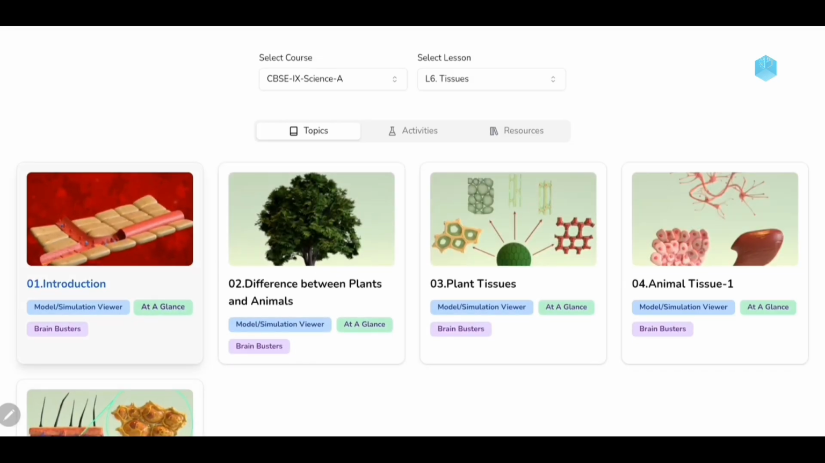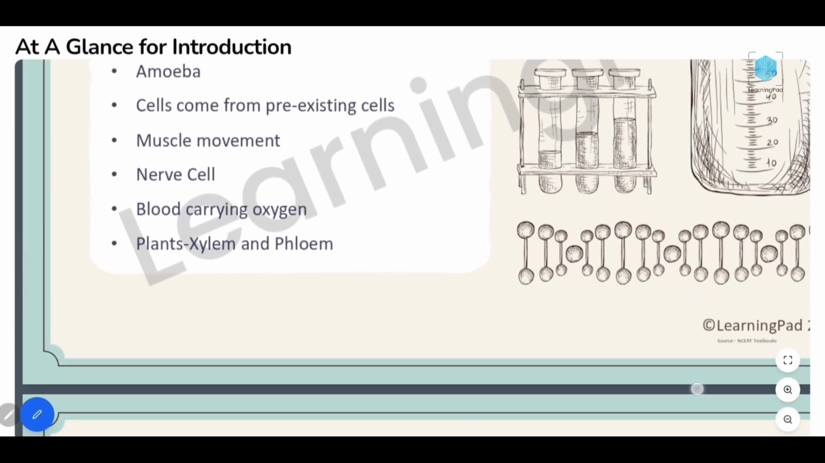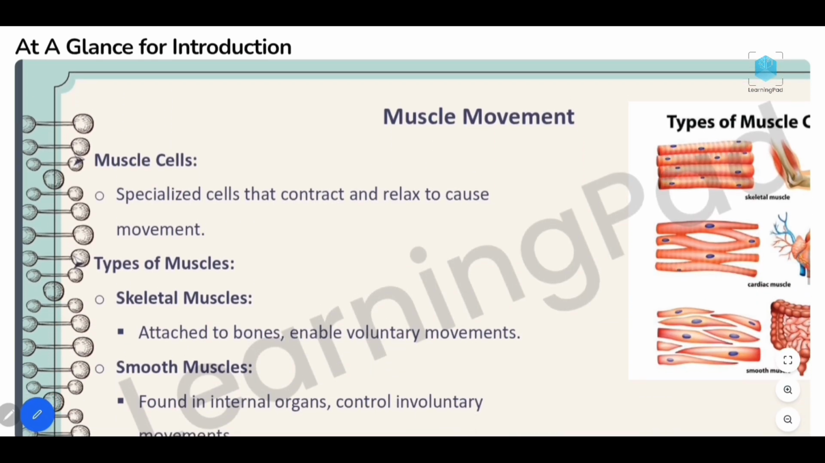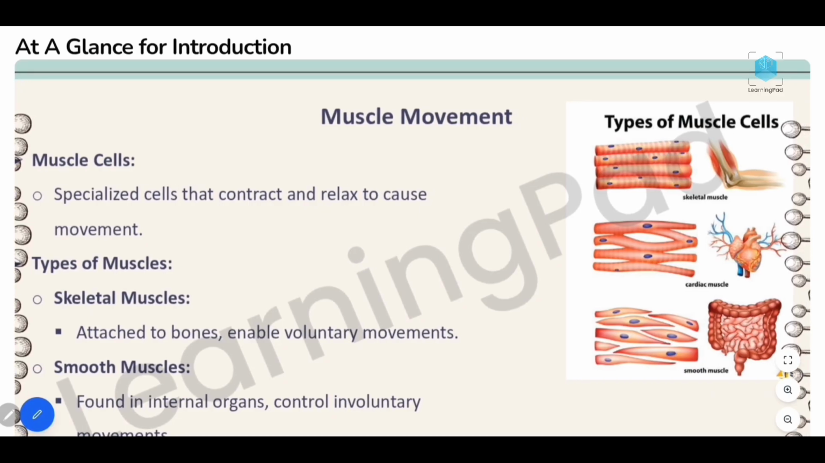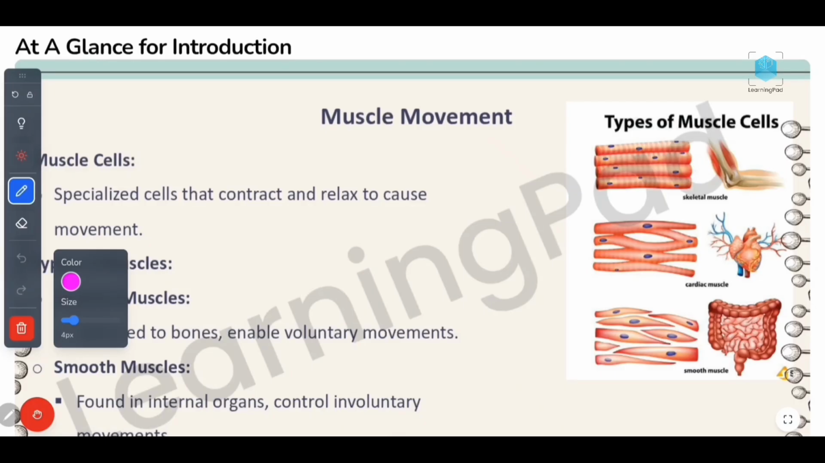Next, let us see the third topic. What was the third topic? Just now I said amoeba, and second was cells formed from the existing cell. And the third topic is muscle movement. Now, let us see muscles. Here we see muscles. You can see in the picture types of muscle cells.